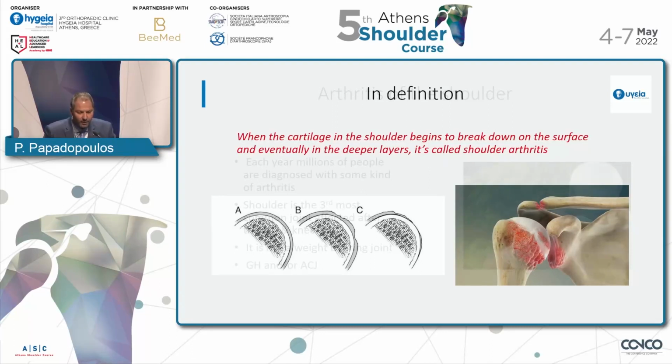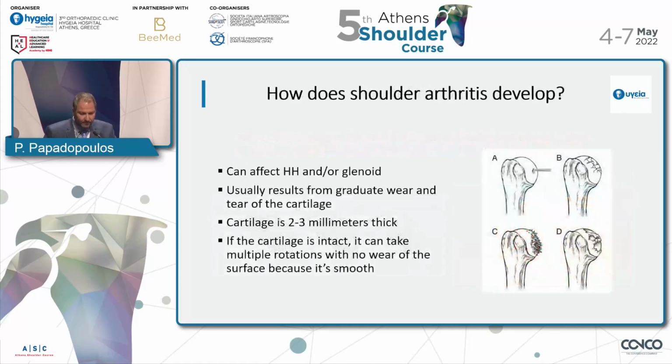In definition, when the cartilage in the shoulder begins to break down on the surface and eventually in the deeper layers, this is called shoulder arthritis. It can affect the humeral head or glenoid or both, and usually results from gradual wear and tear on the cartilage. The cartilage is about 2 to 3 millimeters thick, and if it is intact, it can take multiple rotations with no wear on the surface because it's very smooth.